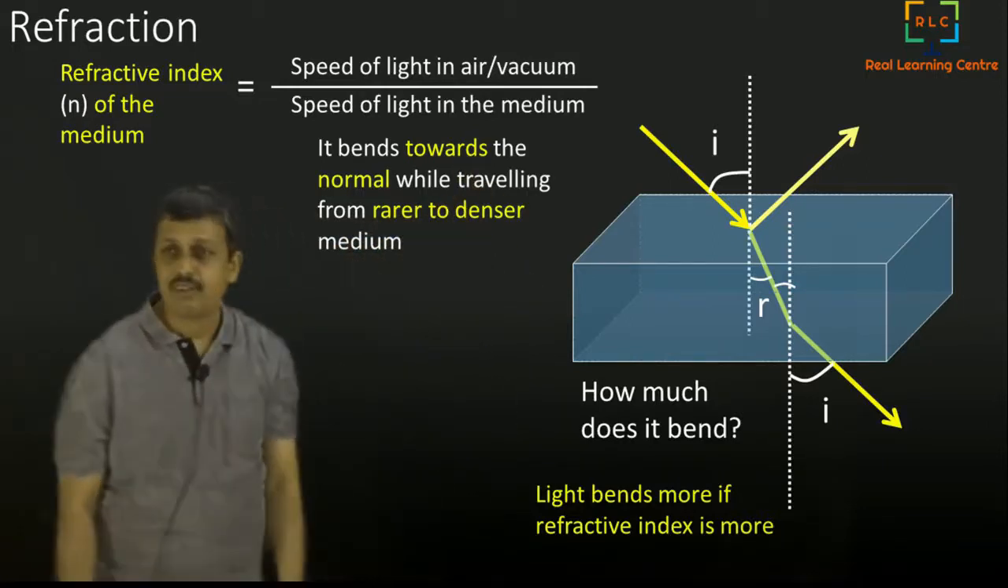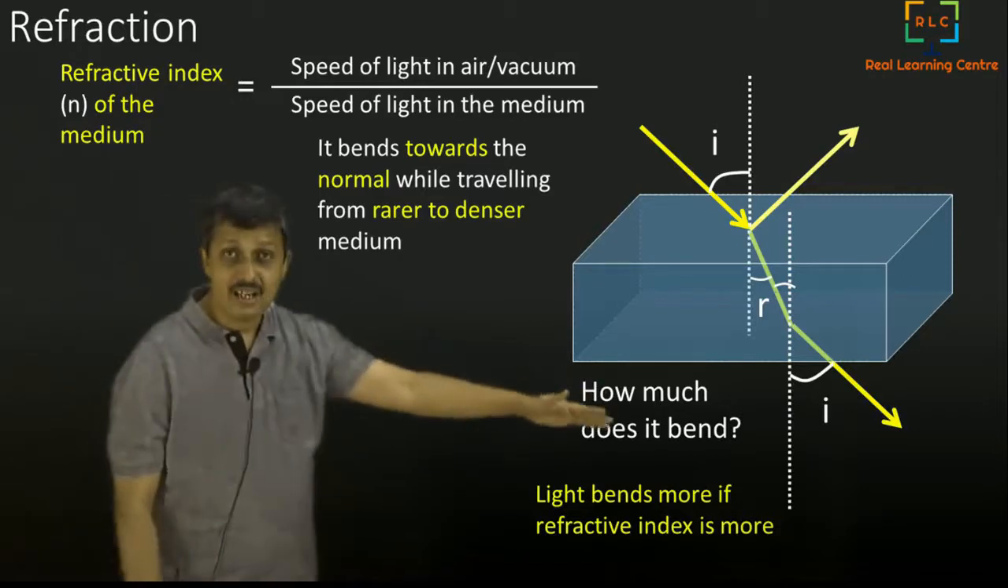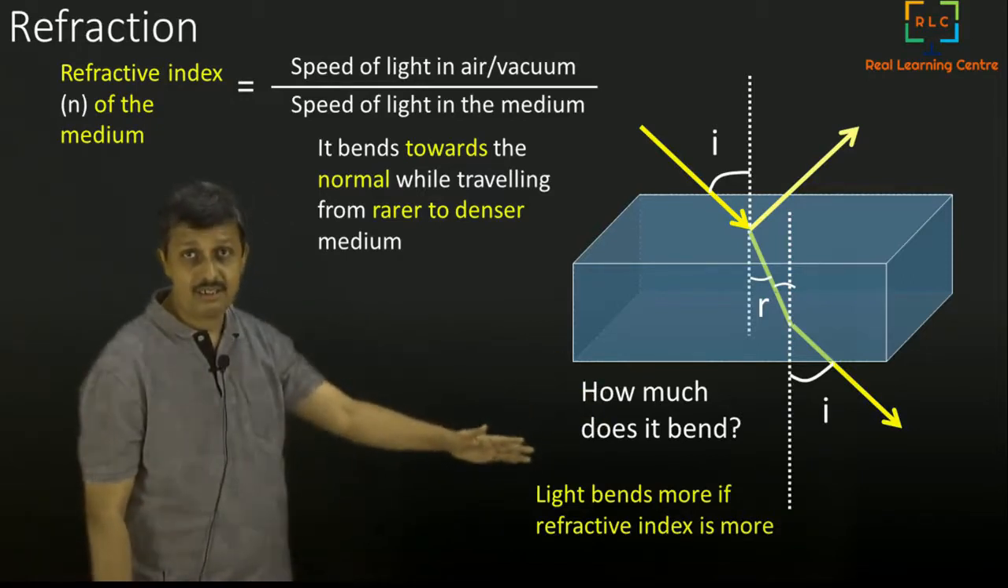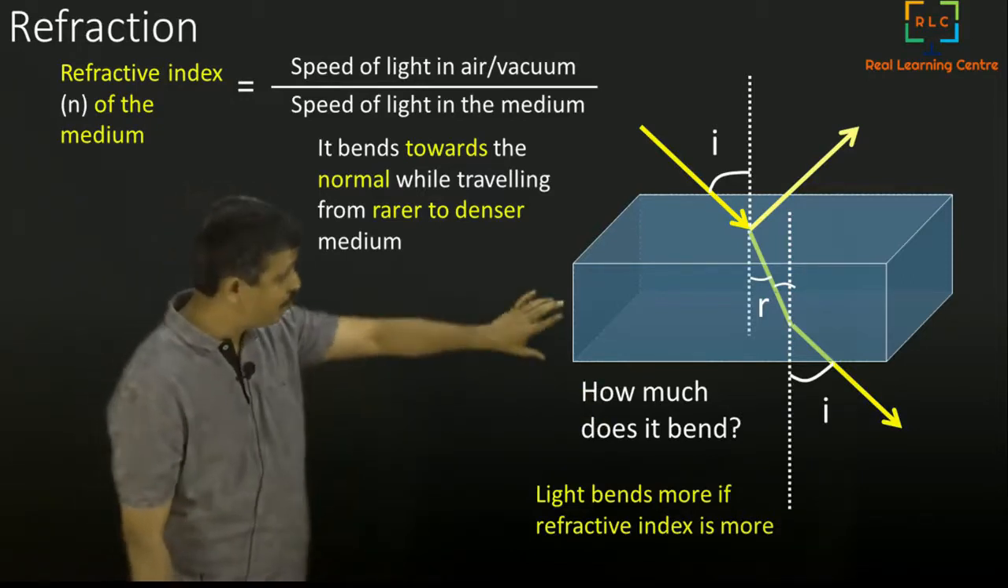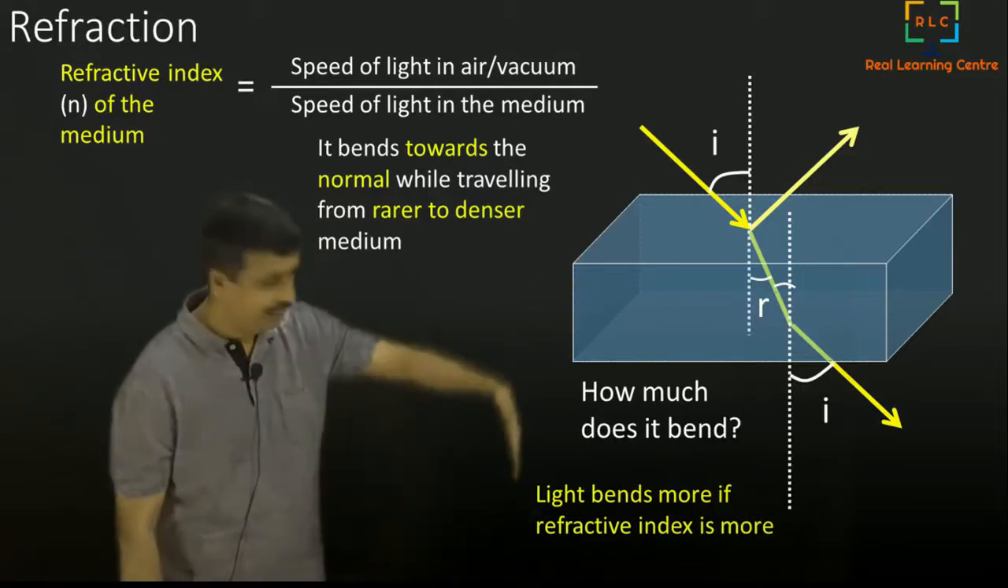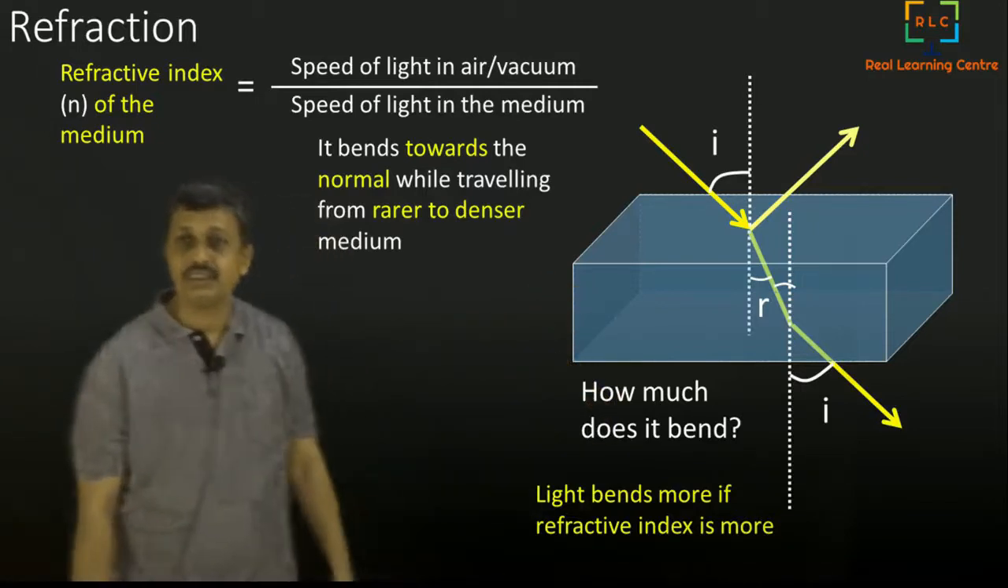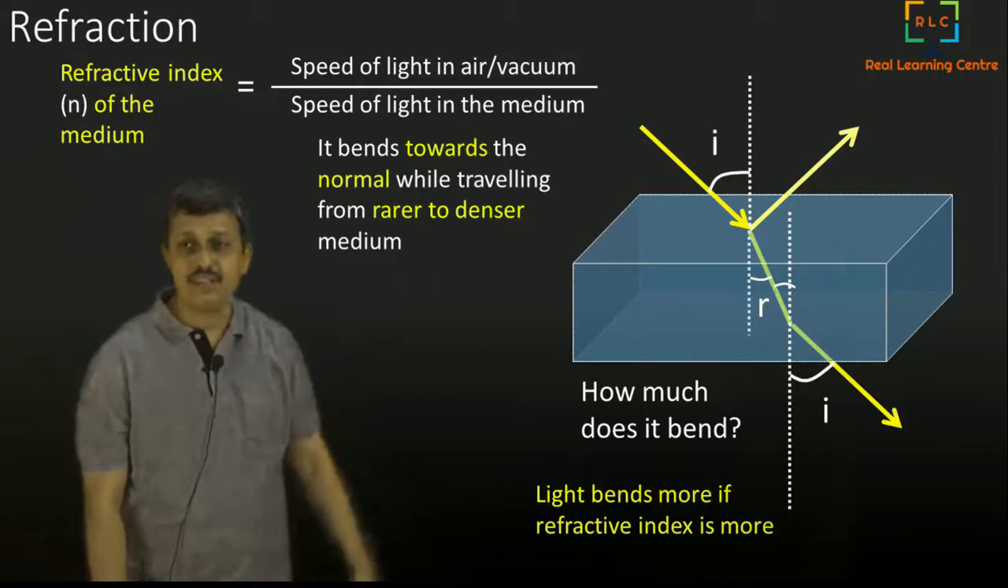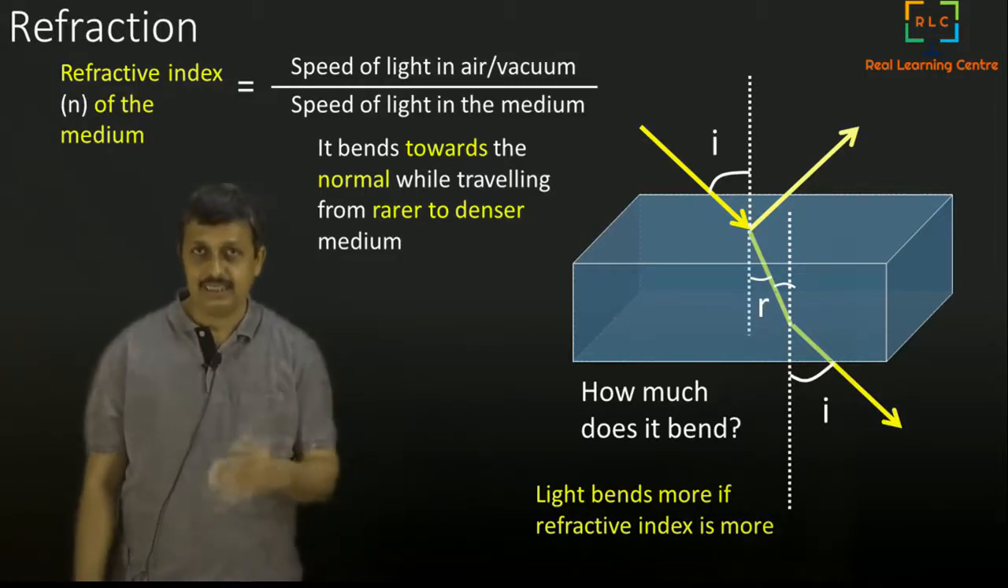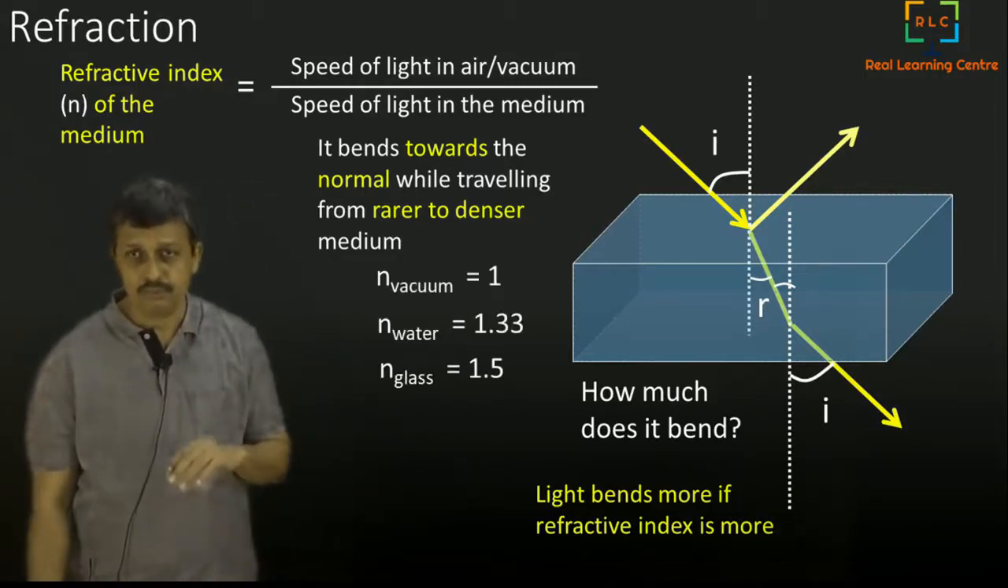This is normal. Whereas when it is going away, going out of the glass slab, it goes from glass slab to air. That time it bends out. You can see that it is going away from the normal. So that is basically how it moves.